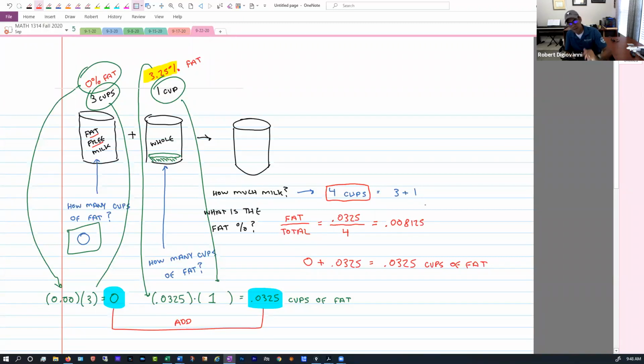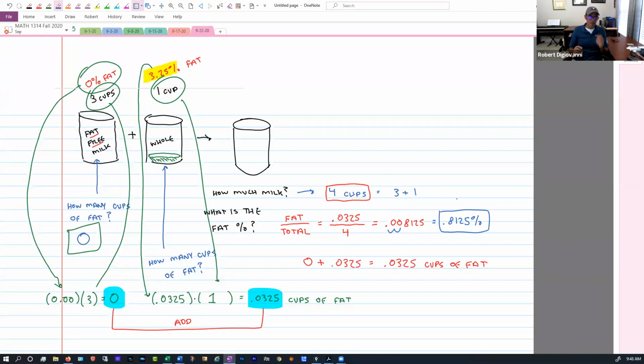So we get our calculators out, and we do 0.0325 divided by 4, and I get 0.008125. And if I convert that to a percentage, move the decimal place 2 places to the right, then I'm going to get about 0.8125%. 0.8125% is a little less than 1%, right? Because that's 0.8%, it's not even 1%.